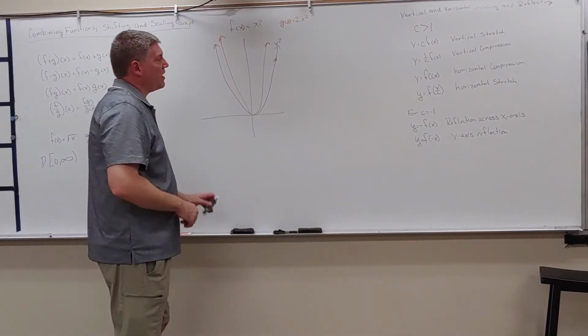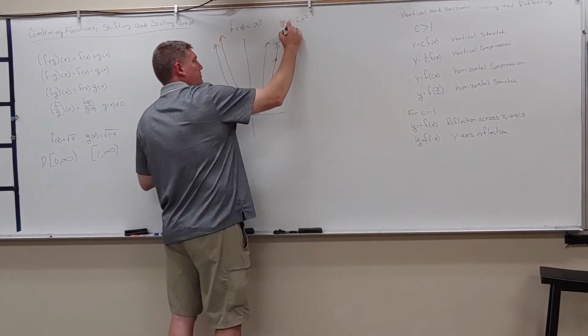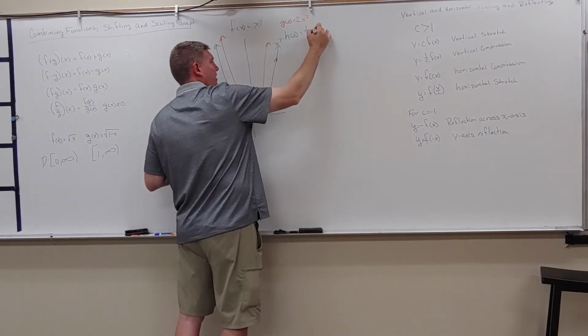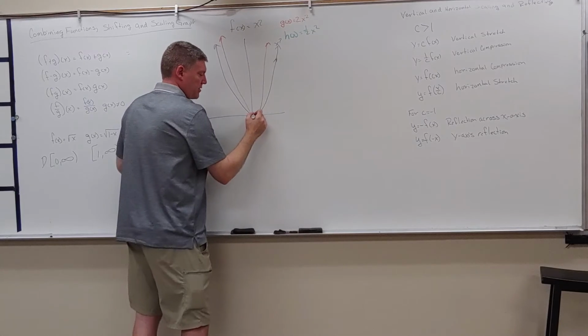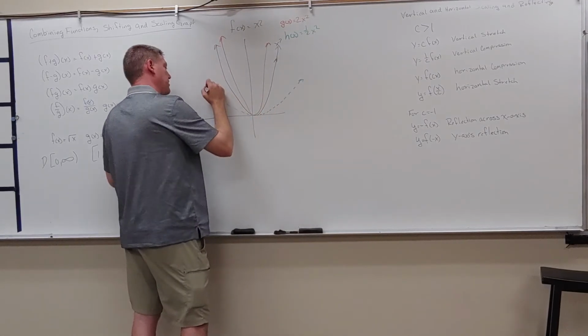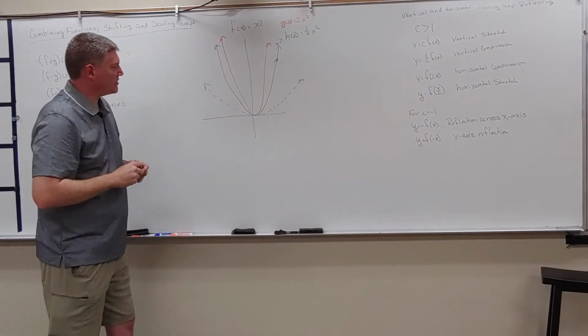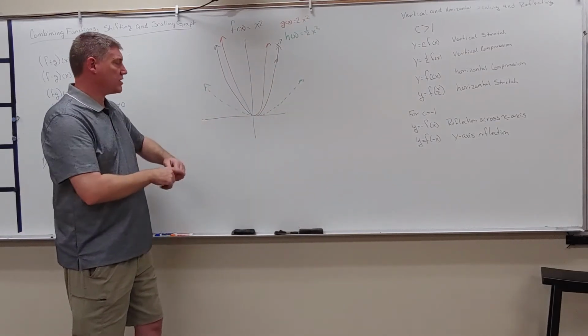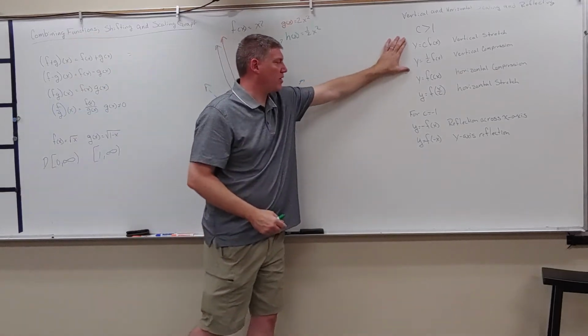Okay? If I take h of x and make it 1/2 x squared, now I'm going to multiply all these y values by 1/2. And so they become half of that. Okay? So that kind of gives you this top part again.